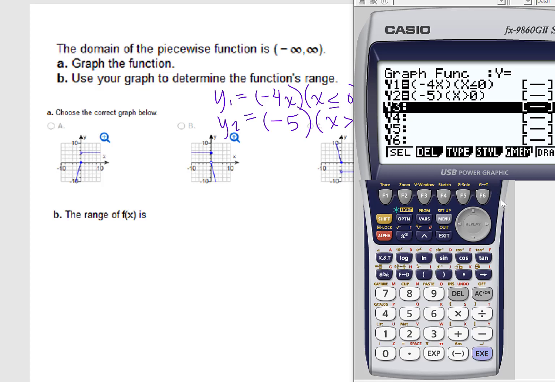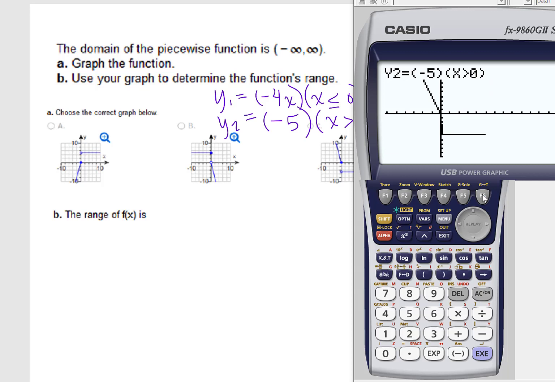Okay, let's go ahead and draw it out. Okay, so notice that everything that's less than 0, you see it traveling downward. And look at the function, -4x. So we should see a downward slope going from left to right. But then after 0, you see that you have a y equals -5 line. It's constant -5.